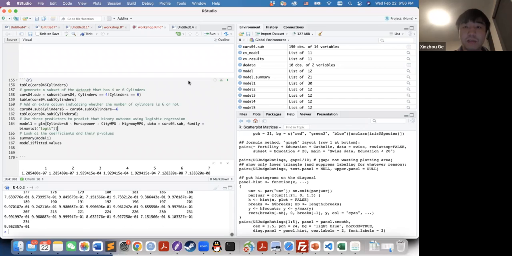So just to confirm, for logistic regression, you would use GLM and not GLMNET. Yes, that's correct. I will use GLM. So yeah, I think you made a very good point.